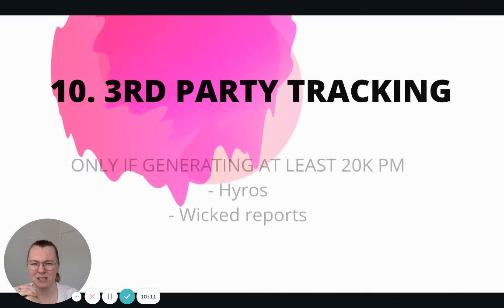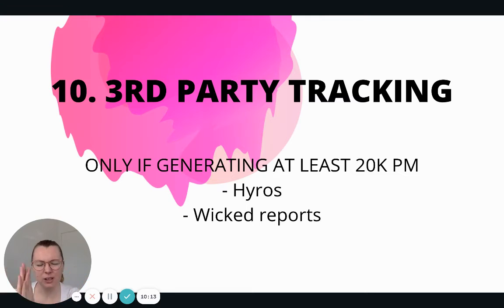Tip number 10, third-party tracking. Okay, this is only for people that are making at least 20K per month. If you're not, just don't even look at it. They are very expensive if you don't already have stable income. So Hyros and Wicked Reports.